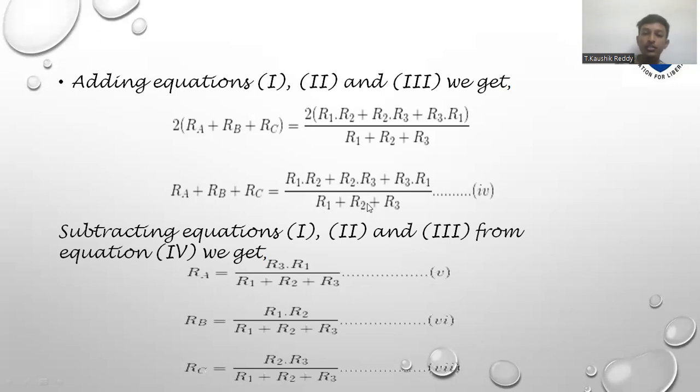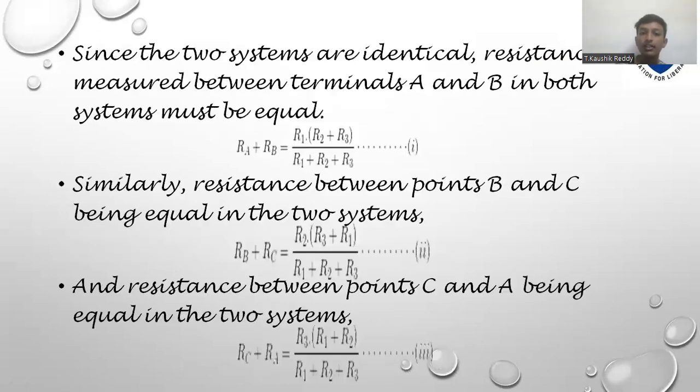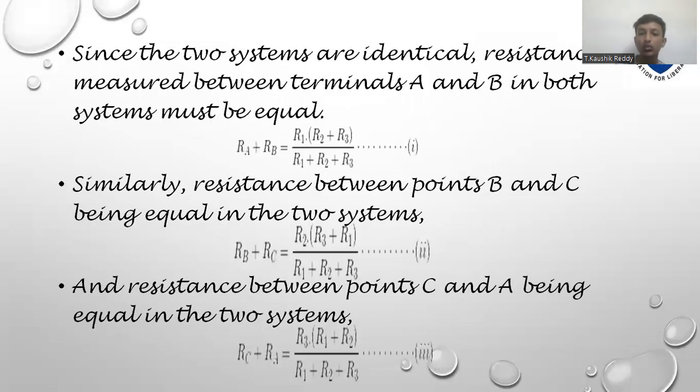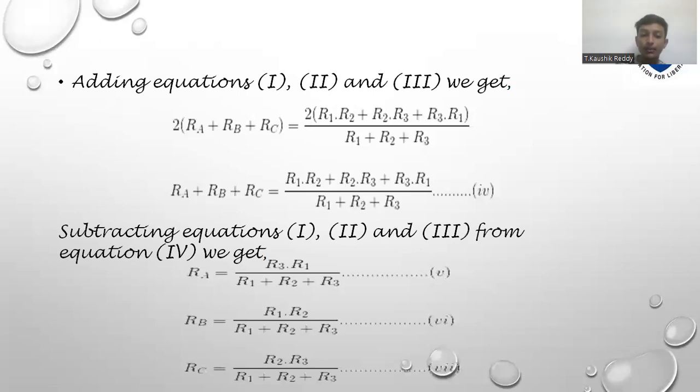This is the equation we got when we added all the three equations in the previous slide. If we subtract these equations 1, 2, 3, then let's see what happens. RA is equal to R3 R1 by R1 plus R2 plus R3. RB is equal to R1 R2 by R1 plus R2 plus R3. RC is equal to R2 R3 by R1 plus R2 plus R3.